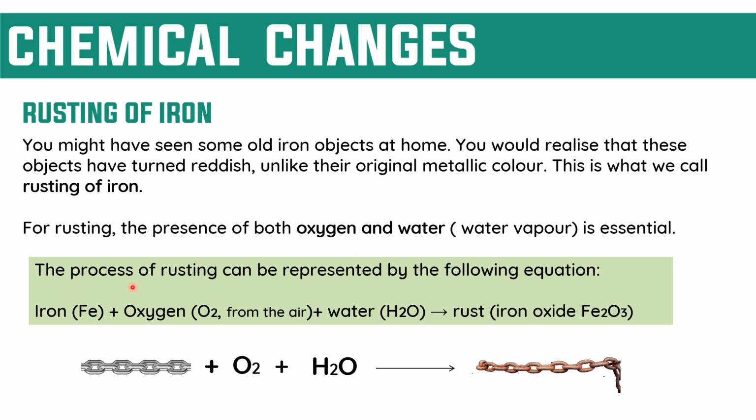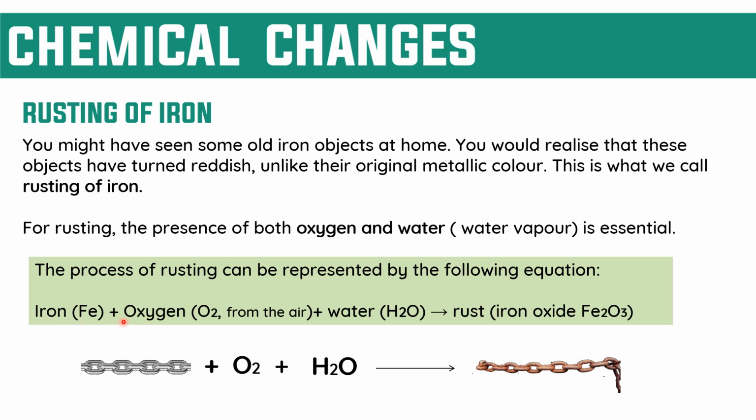Then the process of rusting can be represented by the following equation. So we can represent this chemical change through a chemical equation. See, the symbol of iron is Fe. Fe actually comes from ferrum. In chemistry we use that word ferrum, but you need not study that. You just understand this: iron, and the symbol is Fe.